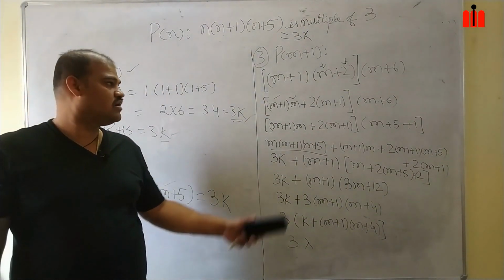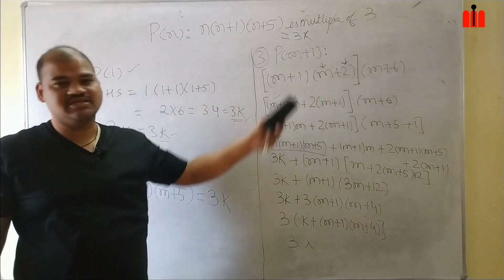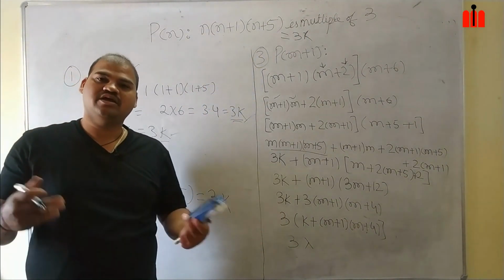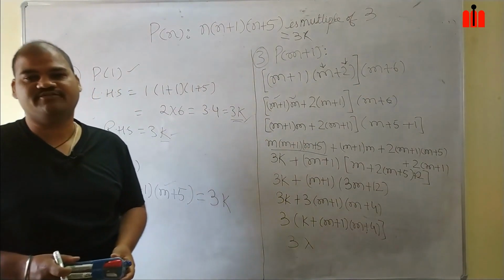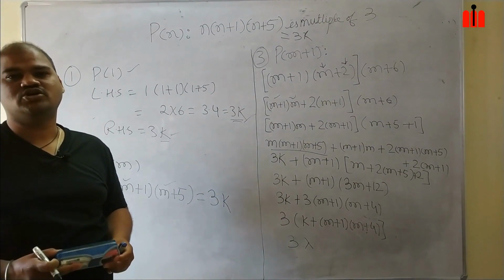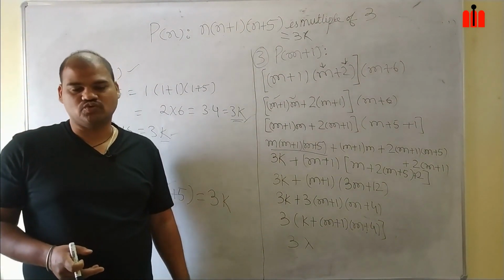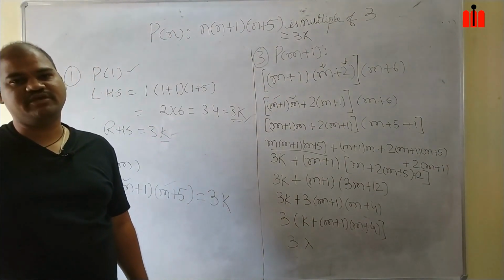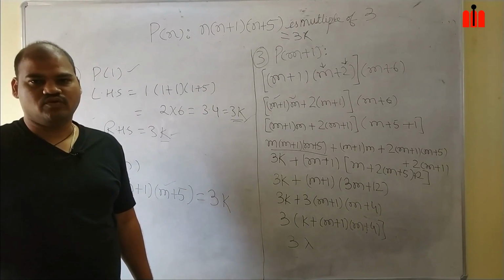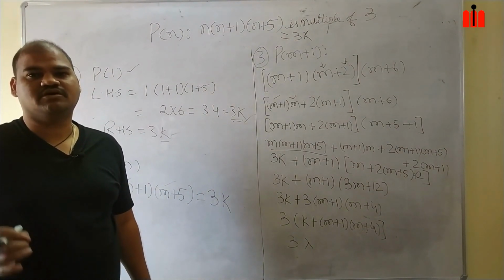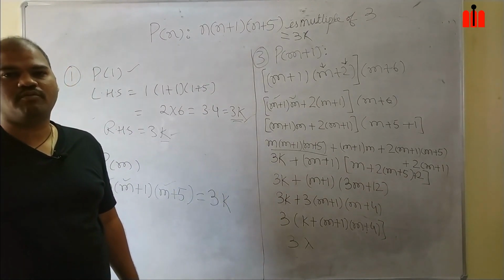So our Pm plus 1 is also true. What is our RHS? RHS is 3k. So 3 lambda, it may be lambda, it may be k, it may be any number. So it is in the form of 3k. So we can tell that Pm plus 1 is true. Hence our conclusion is Pn is also true. Right? This completes our problem number 9. Let's move on to problem number 10.